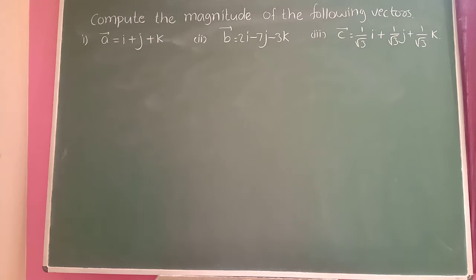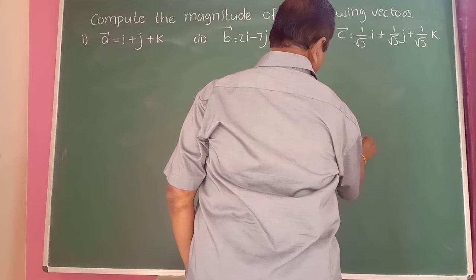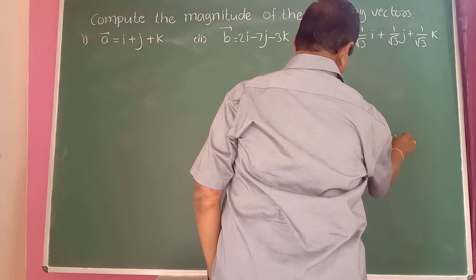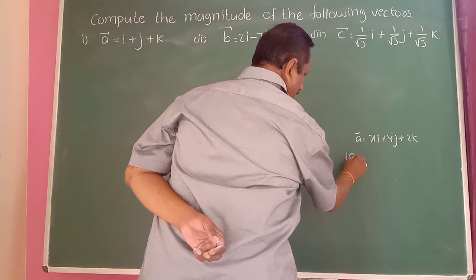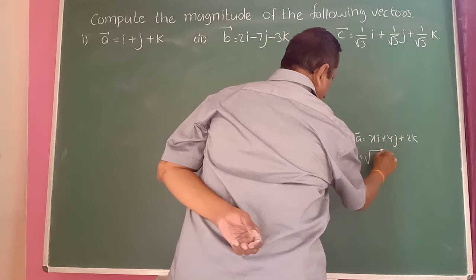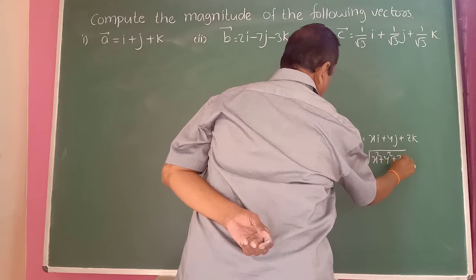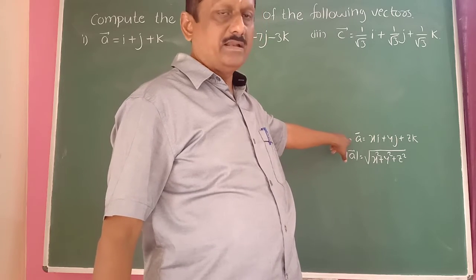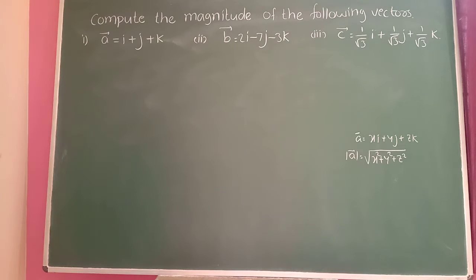Now compare the magnitudes of the following vectors. So you know the component form of the vectors. Suppose a bar is equal to xi plus yj plus zk. Then its modulus is given by root of x square plus y square plus z square. So this is the magnitude of this vector. Magnitude means length of the vector. So these are the given three vectors.